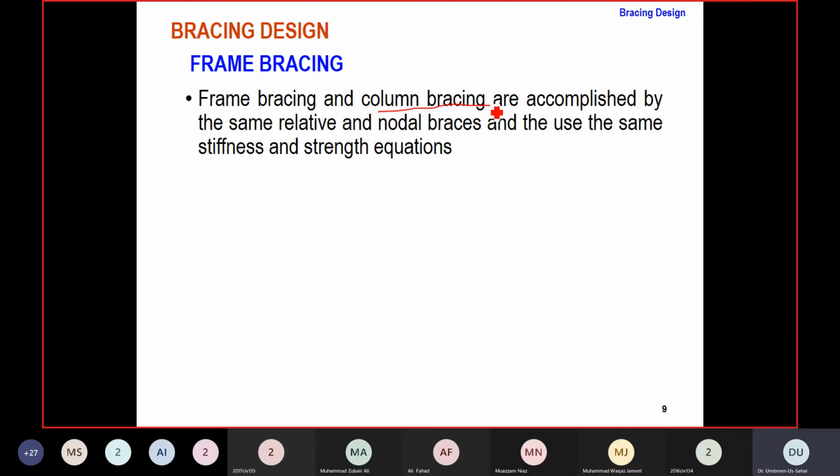So frame bracing and column bracings are accomplished by the same relative and nodal braces, and they use the same stiffness and strength equations that we have discussed earlier.